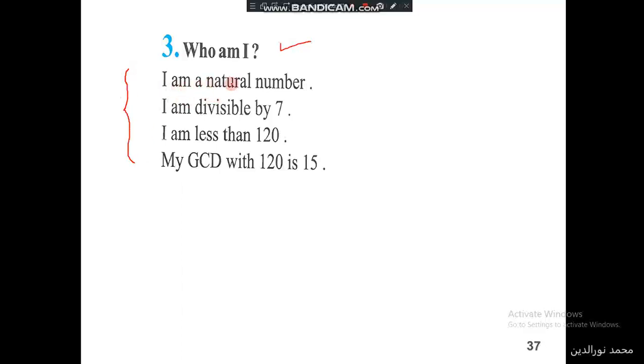I am a natural number. I am divisible by 7. I am less than 120. My GCD with 120 is 15. So we have a lot of information that could help us find this number.